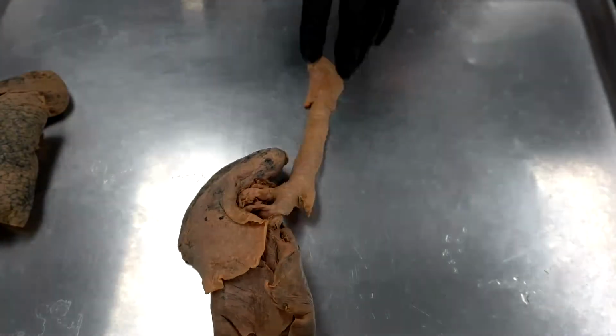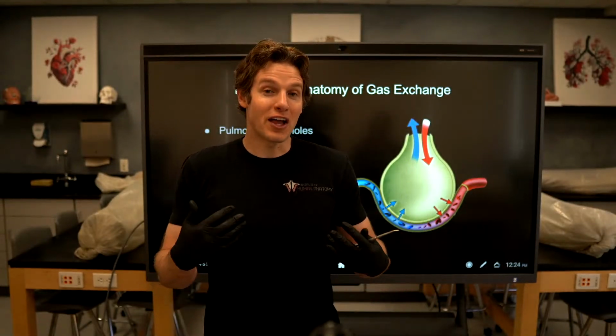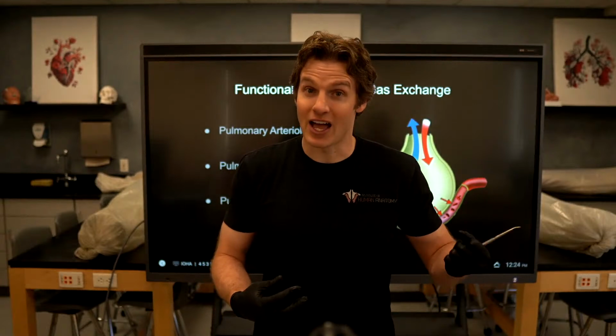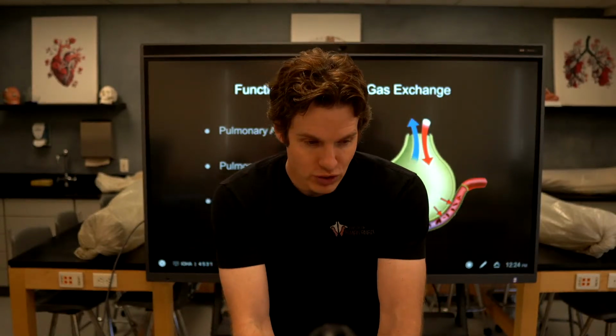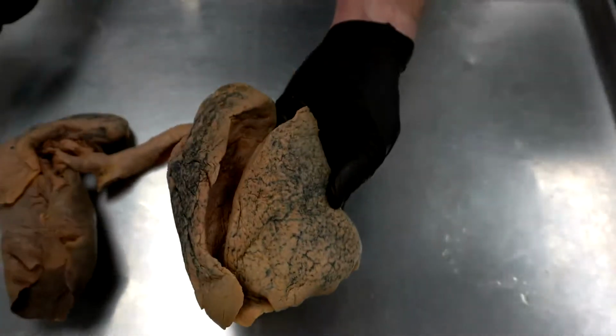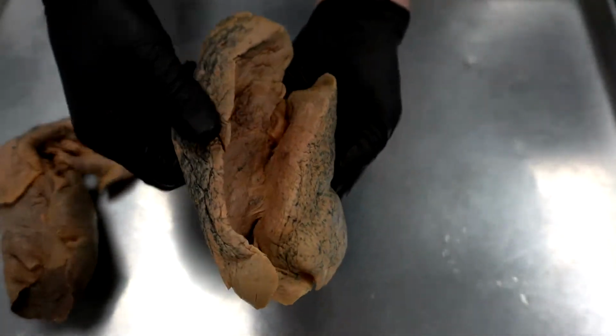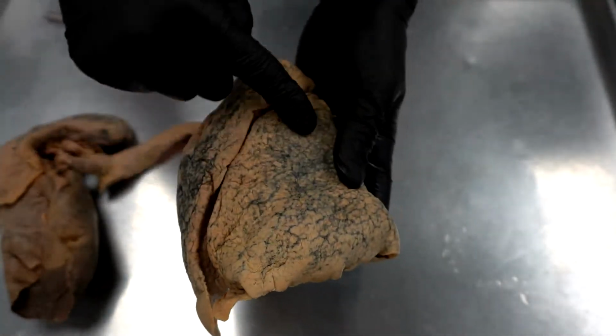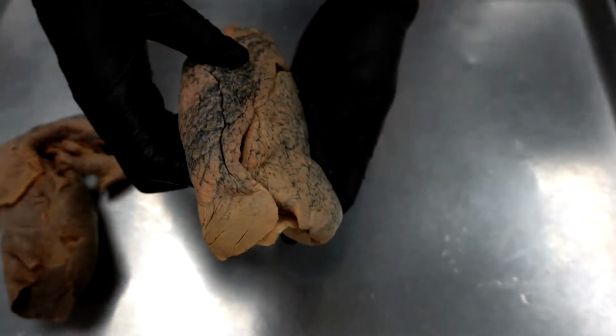Now, one of my favorite things about this particular cadaver dissection is that if you've taken an anatomy class before, you've likely heard that the left lung has 2 lobes and the right lung has 3 lobes. And so if you just take a look at this lung right here, pretty clearly, I can see 1 lobe here and 1 lobe there. And essentially this is a left lung.